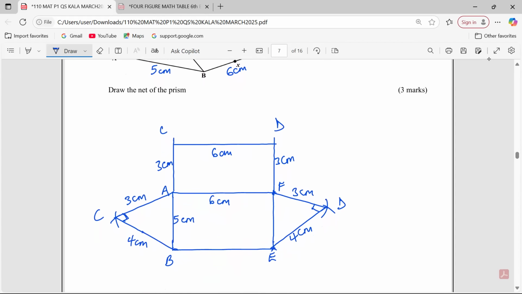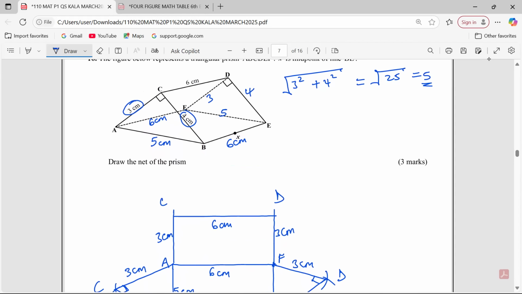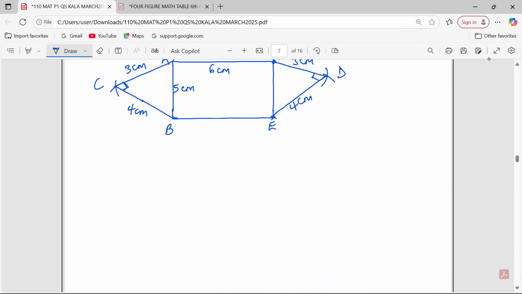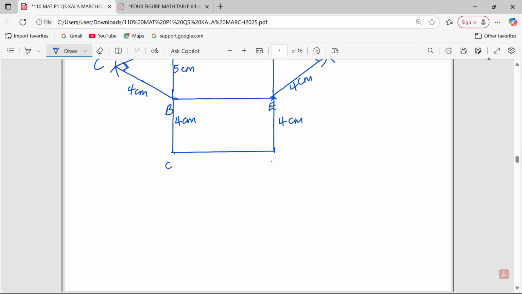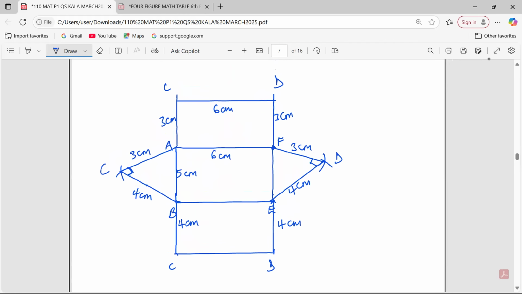Then now on the lower side, we also insert the rectangle that measures 4 by 6. 6 is already in place. So we just have to measure 4 and also 4 here. Then you connect. So this is 4. This is 4. Then we are having a CD again. CD like that. So you see, this is now the net.